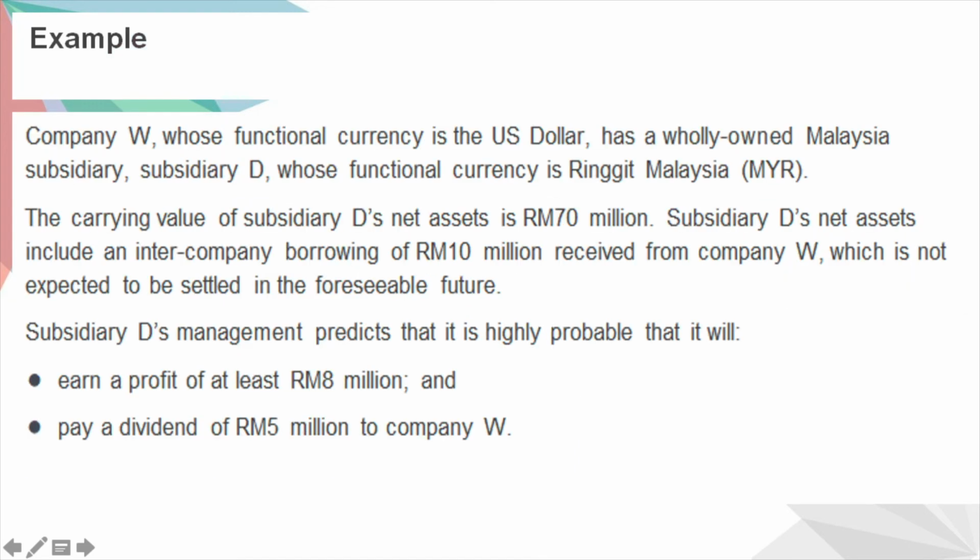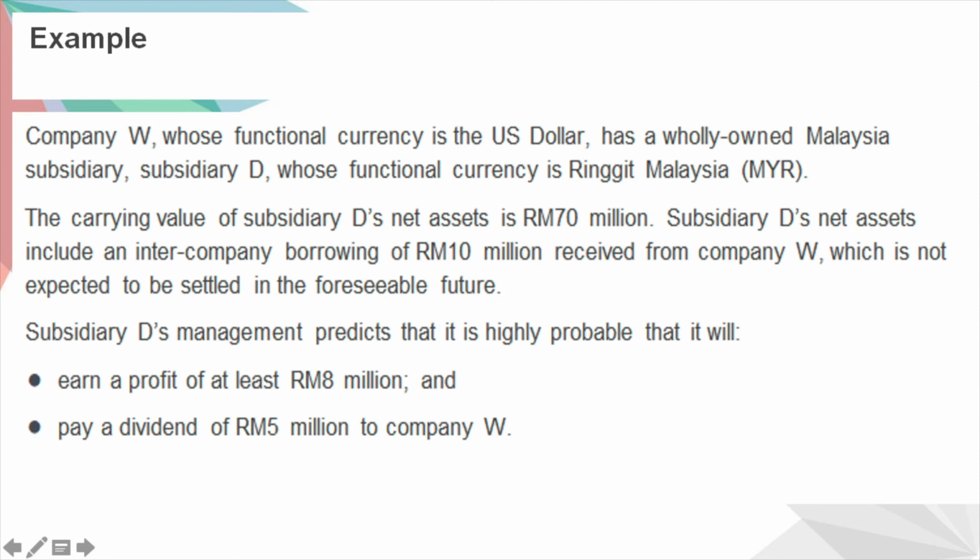Next. Okay, example. Company W, whose functional currency is the US dollar, has a wholly owned Malaysian subsidiary, Subsidiary D, whose functional currency is ringgit Malaysia. The carrying value of Subsidiary D's net asset is 70 million ringgit Malaysia. Subsidiary D's net asset includes an intercompany borrowing of 10 million ringgit Malaysia received from Company W, which is not expected to be settled in the foreseeable future.